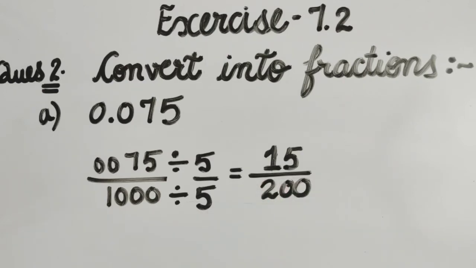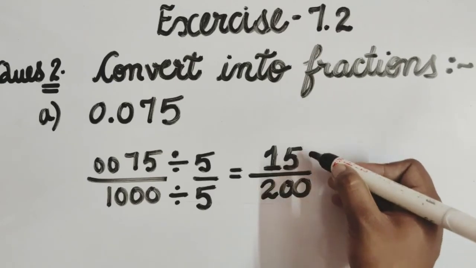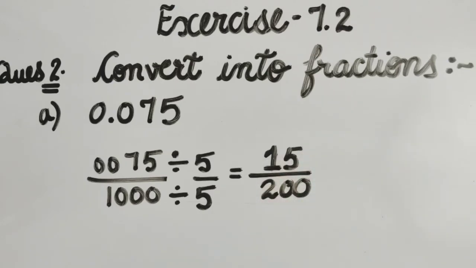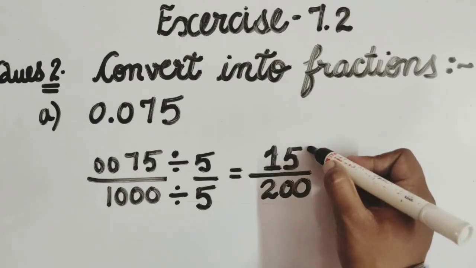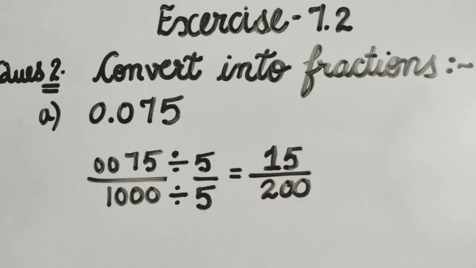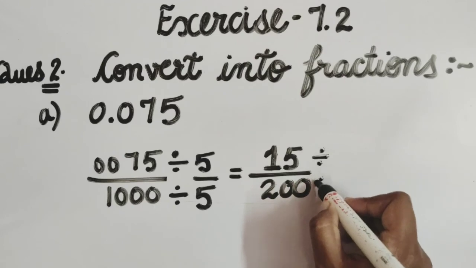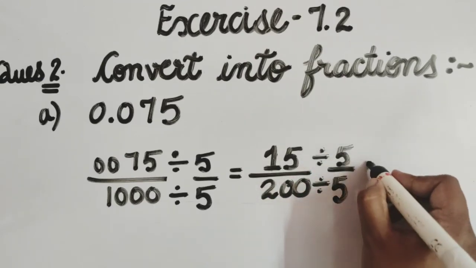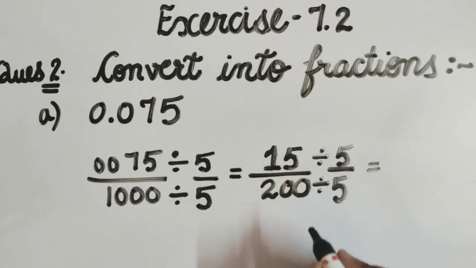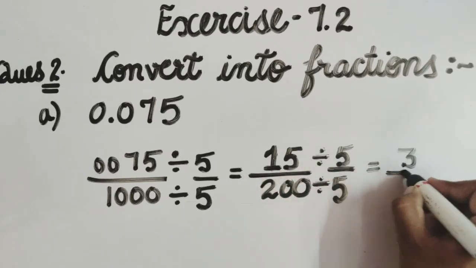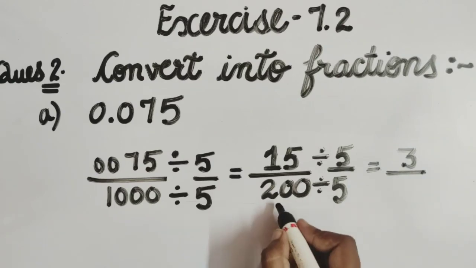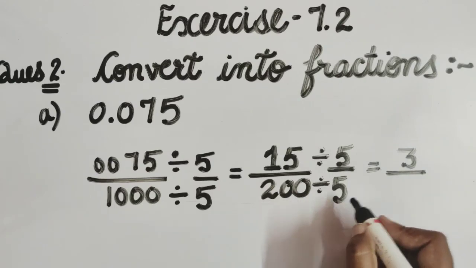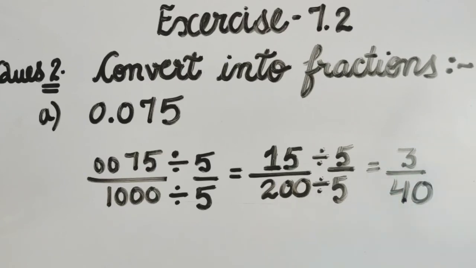Now students, once again check 15 and 200. Is there any table through which I can divide both the numerator and the denominator? Yes, with the help of the divisibility rule, I come to know that they both can be divided by 5 once again. So we will divide by 5. When we divide 15 by 5, we get 3. And when we divide 200 by 5, we get 40.